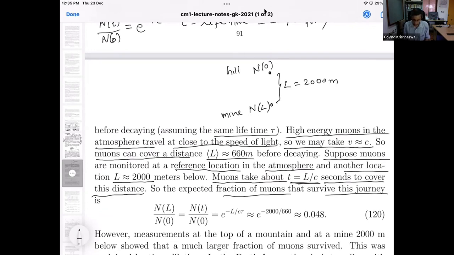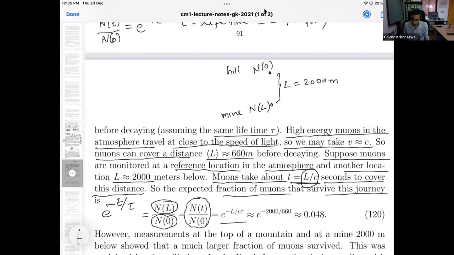So the number of muons at the bottom of the mine relative to the number that were there at the top on average should be given by n of t by n of 0, where t is the time taken to cover that distance. We can write that as e to the minus t by tau, and for t I will substitute L by c. So this is e to the minus L by c tau.